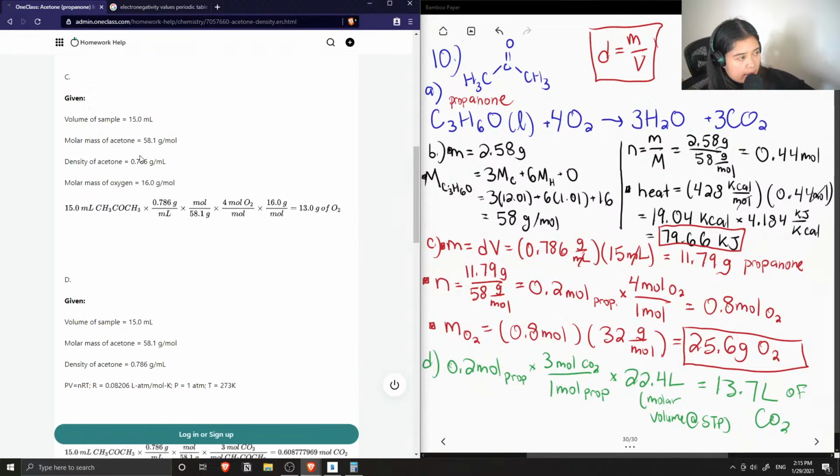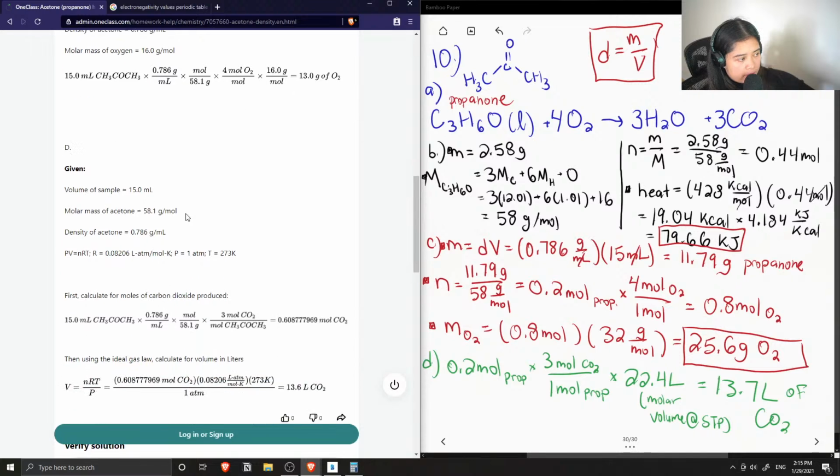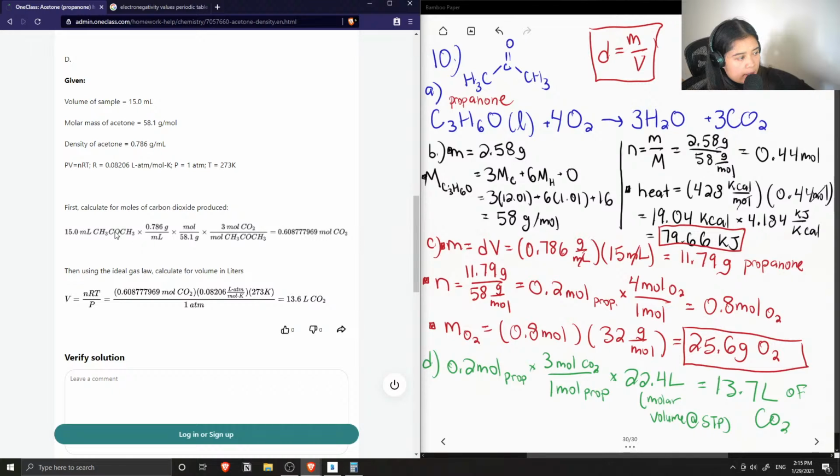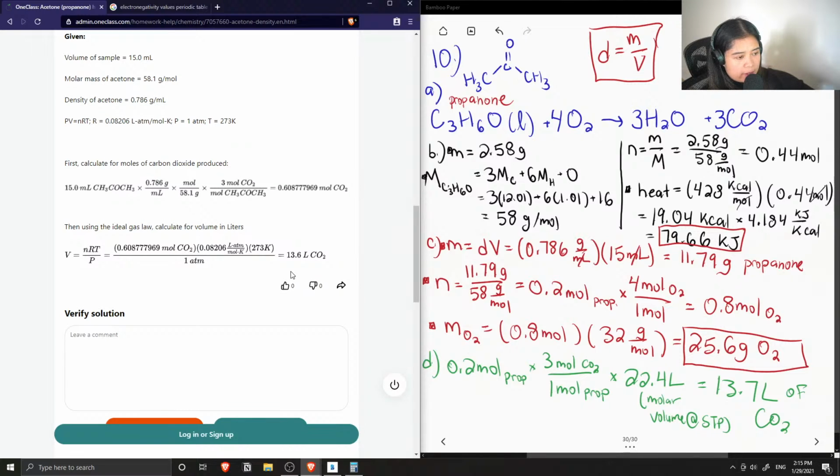But the approach is still correct. And then in part D, they wrote down what was given, and they summed up how to find the number of moles of propanone again, divided it by 58.1, and then multiplied it by 3, and then they plugged it into the ideal gas law. So this gives the same answer, which is 13.6 or 7. So that part is still correct. So this solution is correct. Great job.